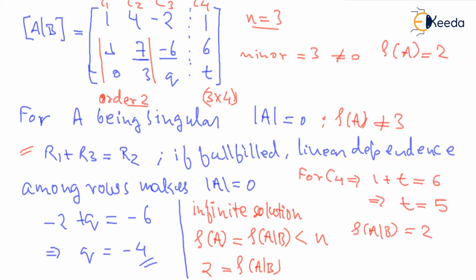So we need Q to be minus 4 and T to be 5, so that we can have the matrix system to be singular and we can have infinite number of solutions. But this is not done. We need one more step. The next part is asking for the solution set for which z equal to 1.